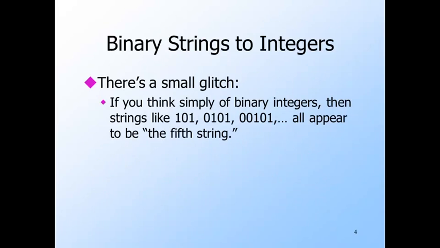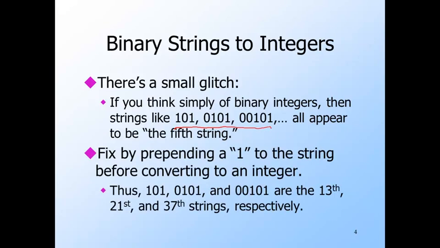However, we have to be careful how we do the conversion from binary strings to integers. Because binary strings can have leading zeros, there is not a unique representation of an integer as a binary string. More to the point, if you do the obvious conversion, then strings like the ones shown all seem to be the integer 5. But we can't call 2 or more different strings by the same integer.